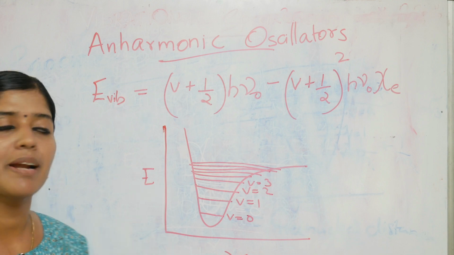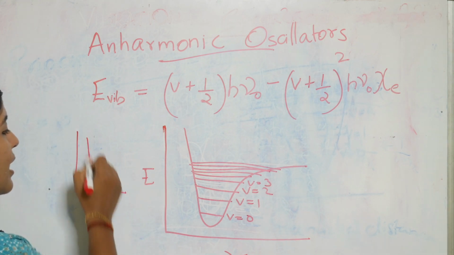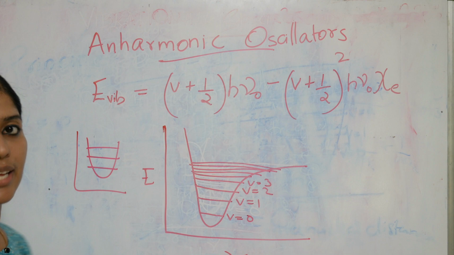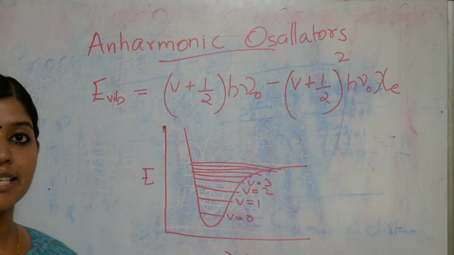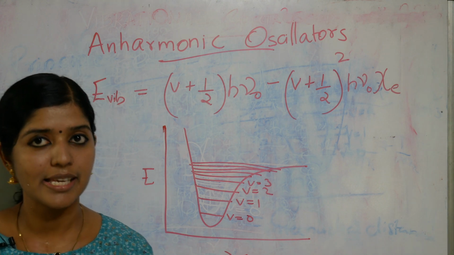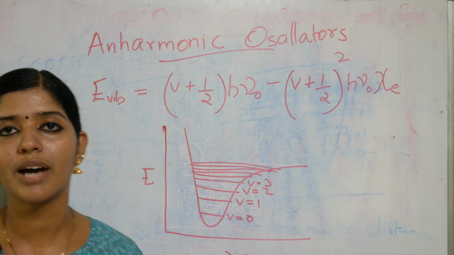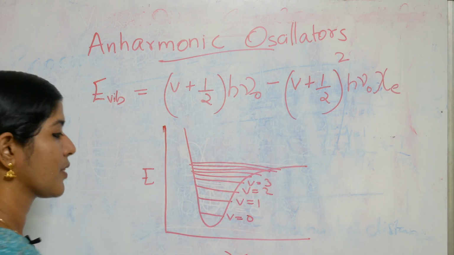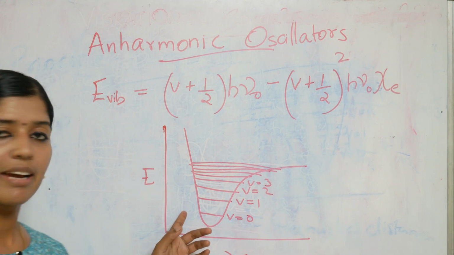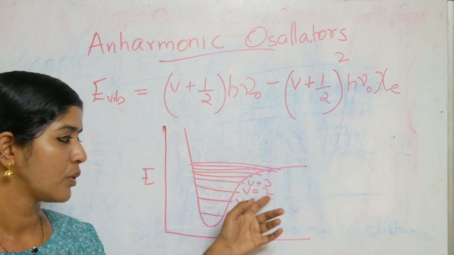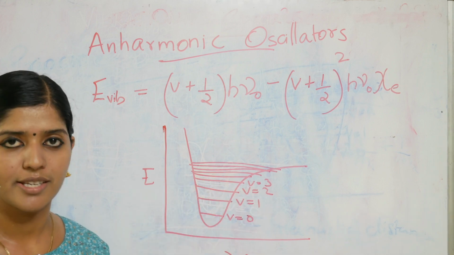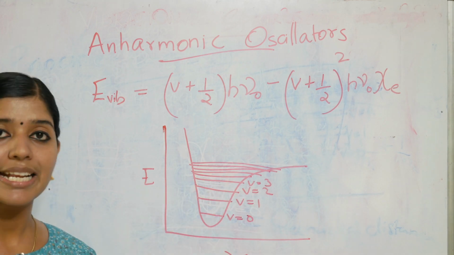In the case of a simple harmonic oscillator, we have equal spacing between all the levels, but in this case you will have unequal spacing between all the levels, and the spacing keeps on decreasing as you go from lower to higher level. For V equal to 0, you will have a corresponding energy value. V equal to 1, you will have a corresponding energy value. V equal to 2, you will have a corresponding energy value, etc. Now we have to show the transitions.